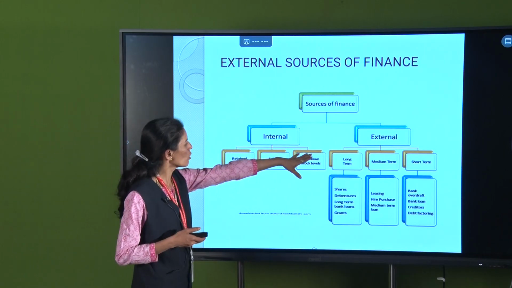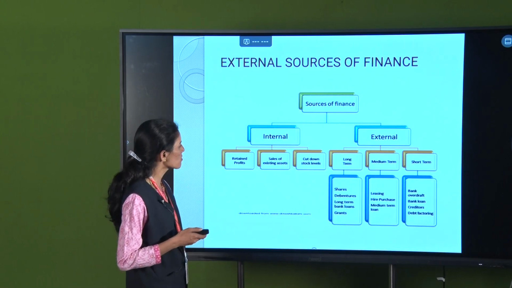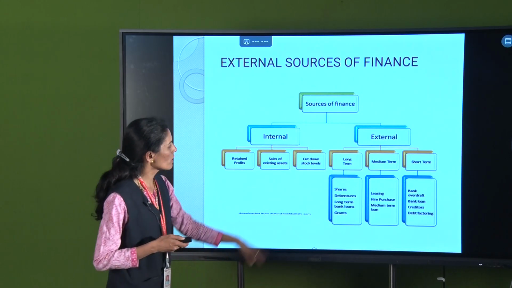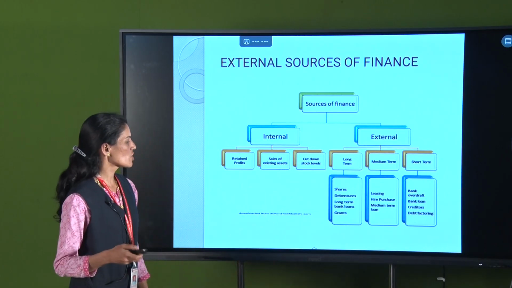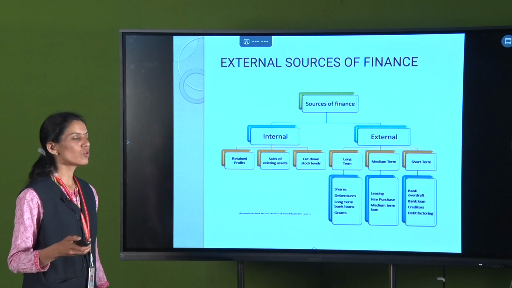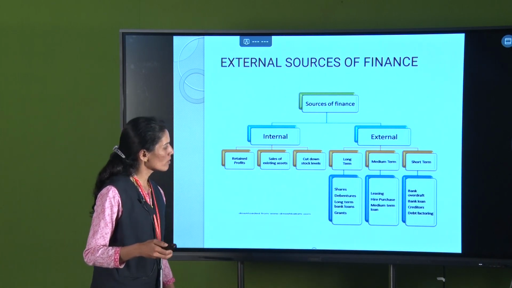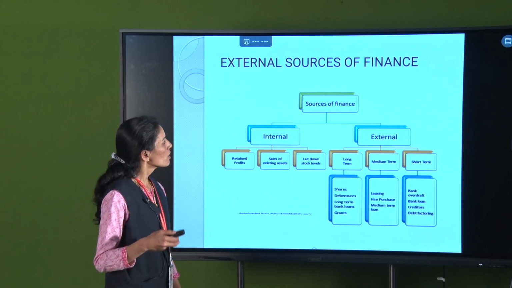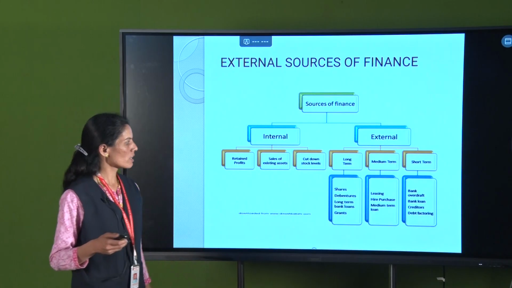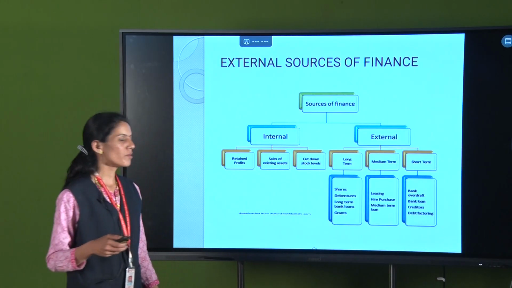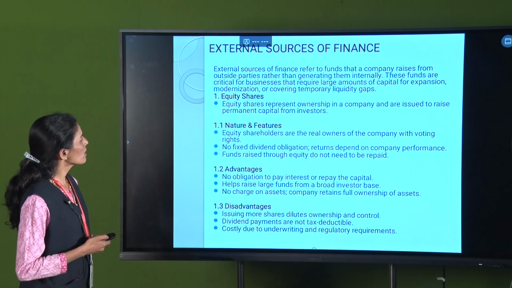In the internal sources: retained profits, sale of existing assets, cutting down stock level. External sources: long term, medium term, short term. In the long term: shares, debentures, long term bank loans, and grants. In the medium term sources: leasing, hire purchase, medium term loans. In the short term: bank overdraft, bank loan, creditors, and debt factoring.